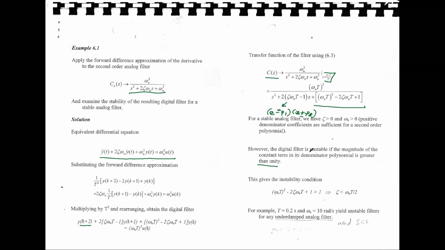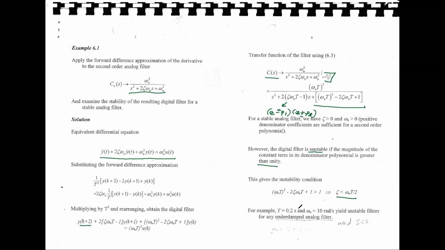So the digital filter is unstable if the denominator constant term is greater than unity. So this gives the instability condition. If this whole thing is greater than one, then it is unstable. So this is the instability condition. If you solve for this, it means that zeta should be less than omega n times t over 2.